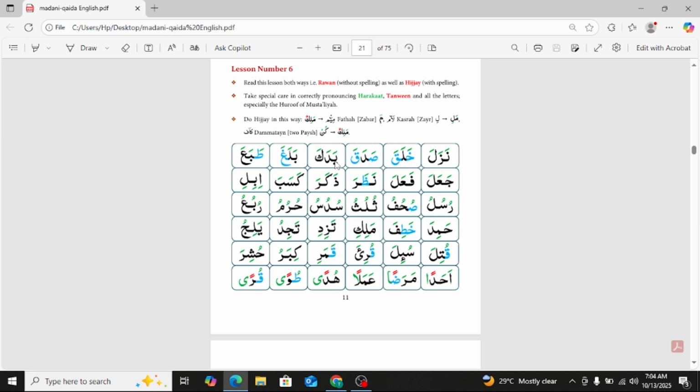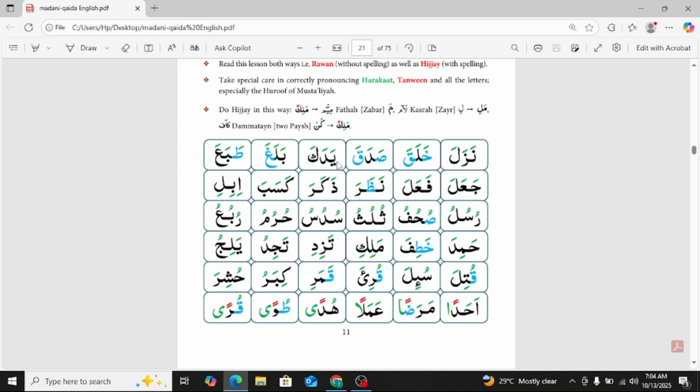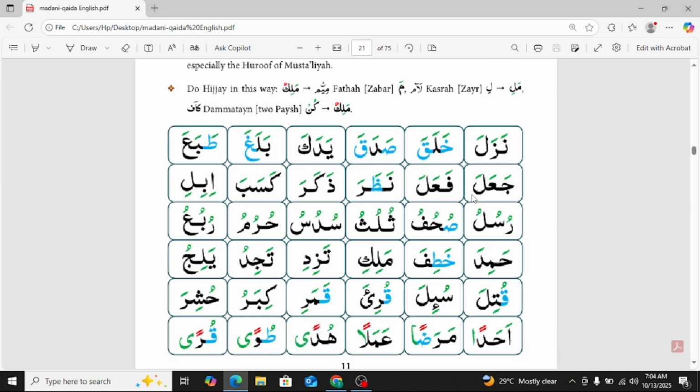Ya Zabar Ya, Dal Zabar Da, Yada, Kaf Zabar Ka, Yadaka, Ba Zabar Ba, Lam Zabar La, Bala, Ghain Zabar Gha, Balagha, Qa Zabar Qa, Ba Zabar Ba, Taba, Ain Zabar A, Taba'a, Jim Zabar Ja, Ain Zabar A, Ja'a, Lam Zabar La, Ja'ala, Fa Zabar Fa, Ain Zabar A, Fa'a, Lam Zabar La, Fa'ala.